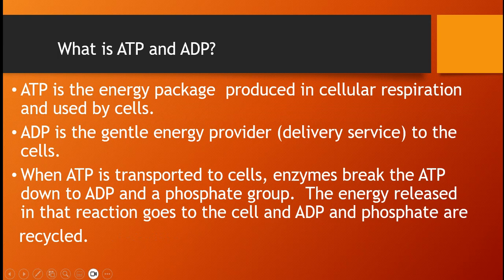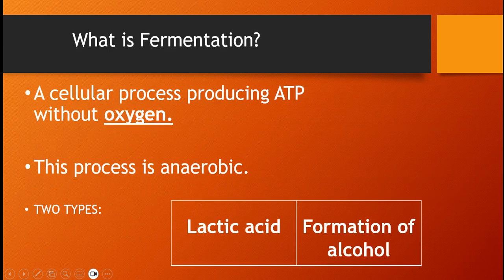I think I mentioned last time that a lot of times the ADP is just recycled back to ATP, but that second phosphate on there can be broken off with the high energy bond between there and the first one. So that can be done, so it can be a general energy provider. Okay, when ATP is transported to the cells, enzymes break the ATP down to ADP and a phosphate group. The energy is released in that high energy bond as it breaks, and it goes to the cell, and ADP and phosphate are then recycled.